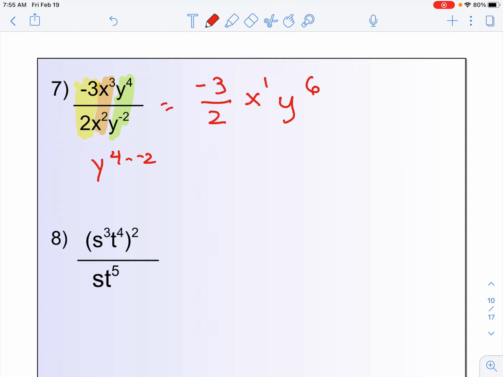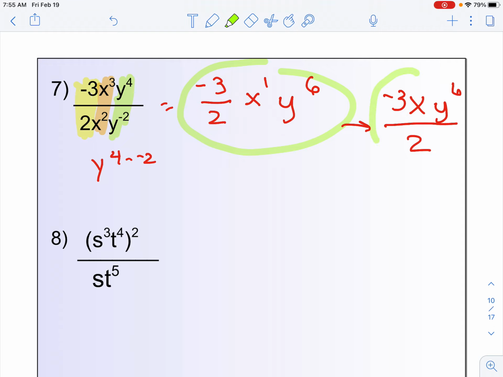So you could certainly leave your answer just like that. We could just circle it. Or you might write it like negative 3 x y to the 6 all over 2. Either of those are fine.